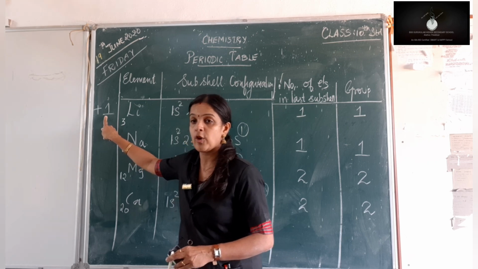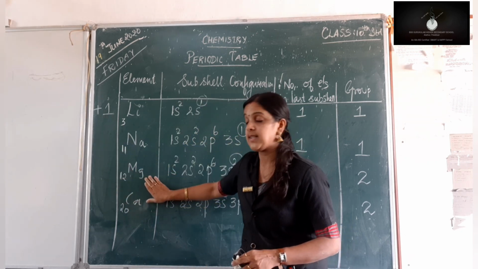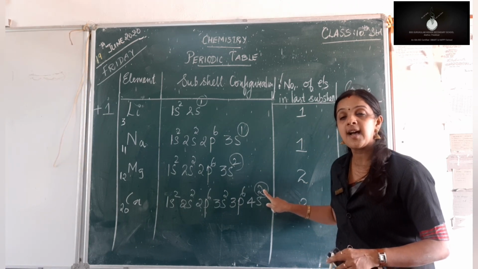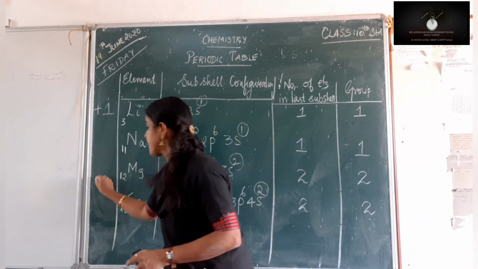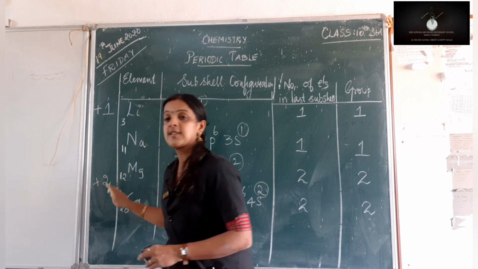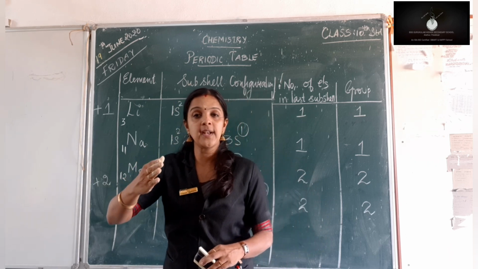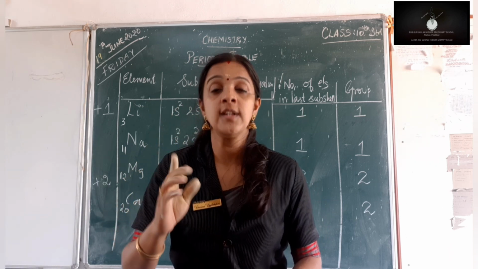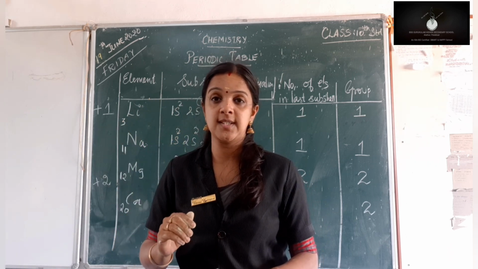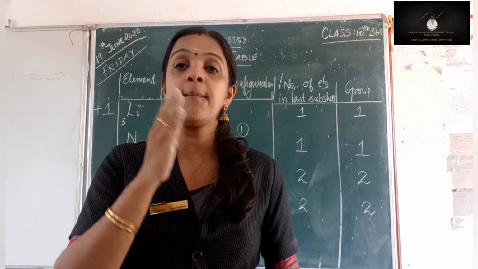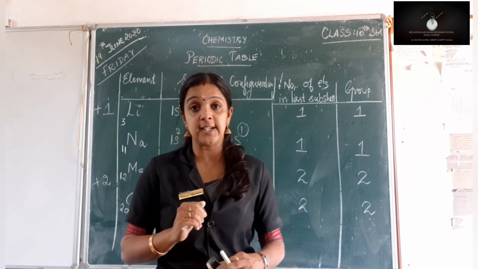They lose electrons. Group 2 elements can lose 2 electrons that are present in the last subshell to get a +2 oxidation state. You are able to get me, children? The first group elements lose 1 electron to become +1 oxidation state. Group 2 elements lose 2 electrons to become +2 oxidation state.